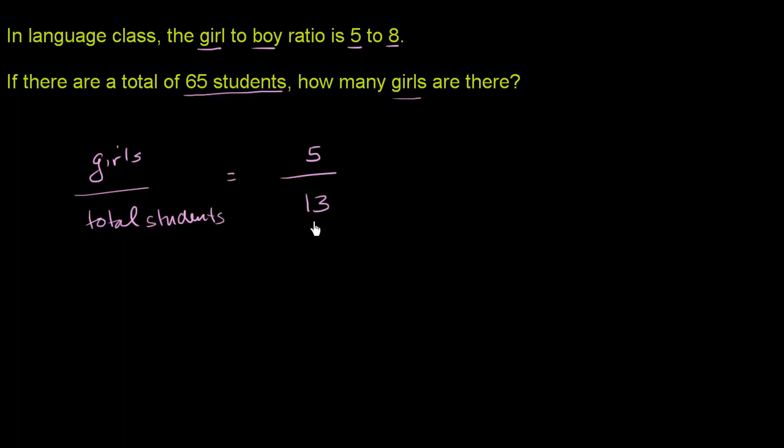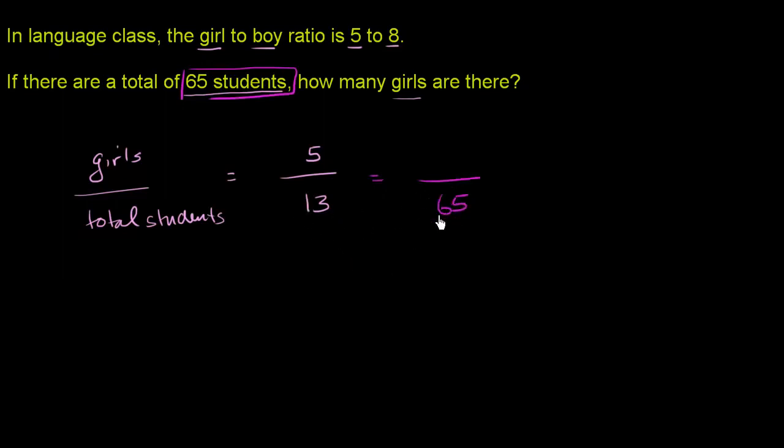One way of thinking about it is if you were to evenly divide the students into groups of 13, every group of 13 students would have 5 girls. Now, I think we're ready to figure out how many total girls there are because they tell us that there are 65 students. So we don't just have one group of 13, we have 65 students.